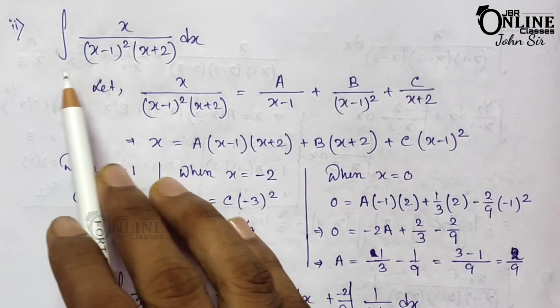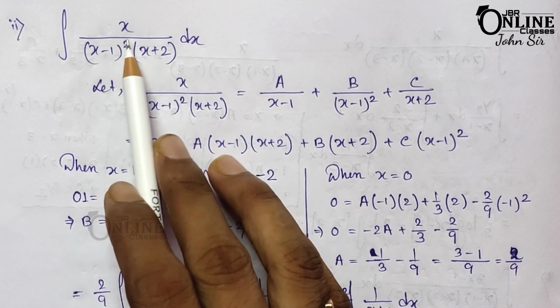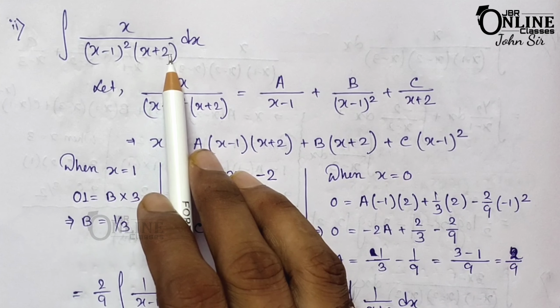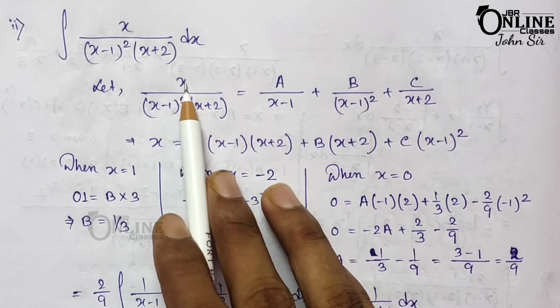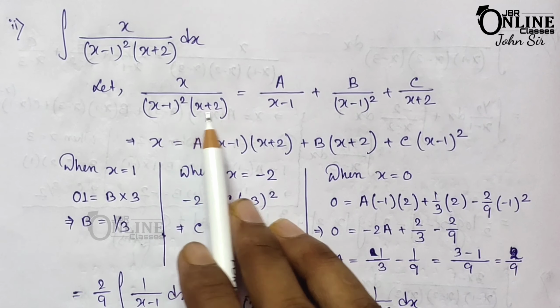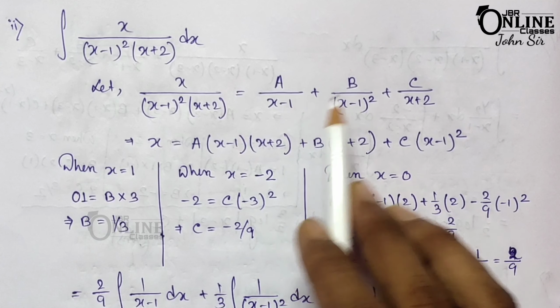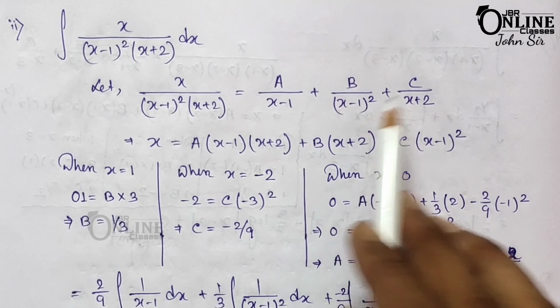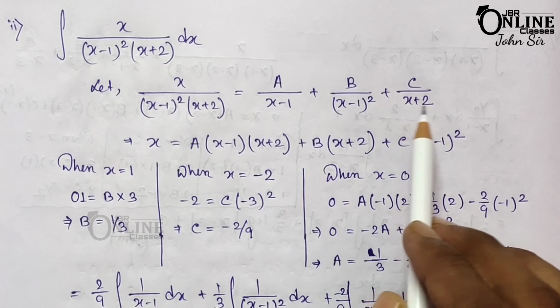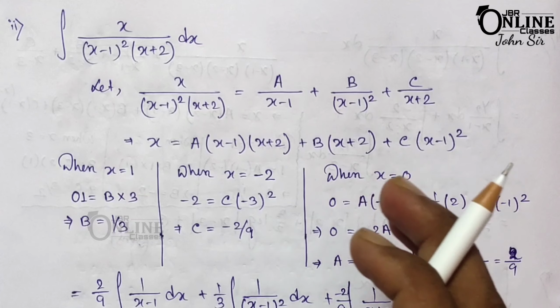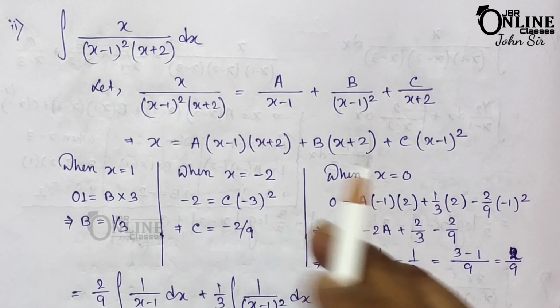So here integration x by x minus 1 whole square into x plus 2. So first you have to let x by x minus 1 whole square into x plus 2, like in this way, a by x minus 1 plus b by x minus 1 whole square plus c by x plus 2. I showed the format earlier once, it is written in the format, you can see.